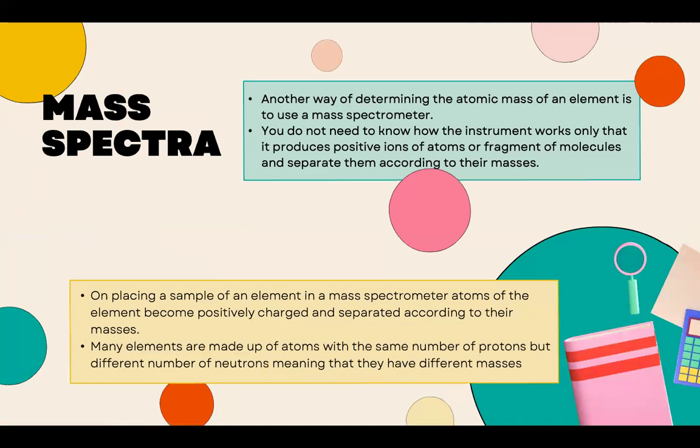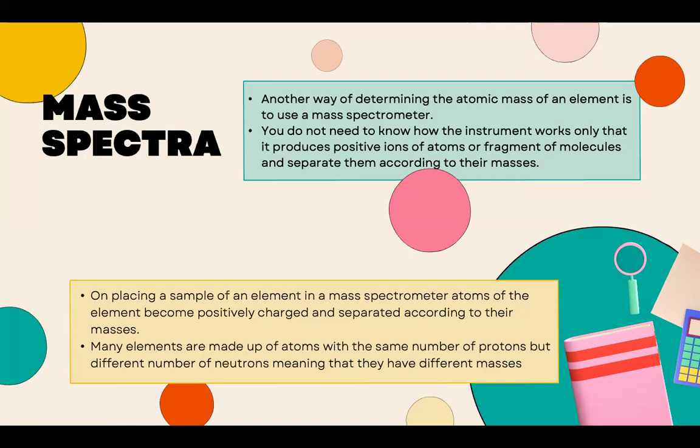Mass spectra. Another way of determining the atomic mass of an element is to use a mass spectrometer. You do not need to know how the instrument works, only that it produces positive ions of atoms or fragments of molecules and separates them according to their masses.